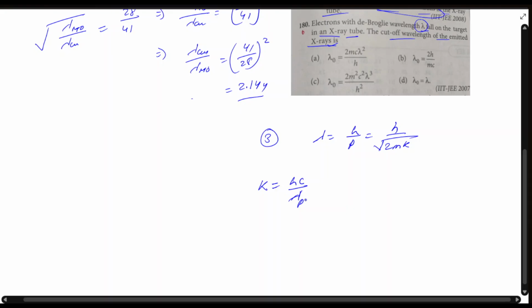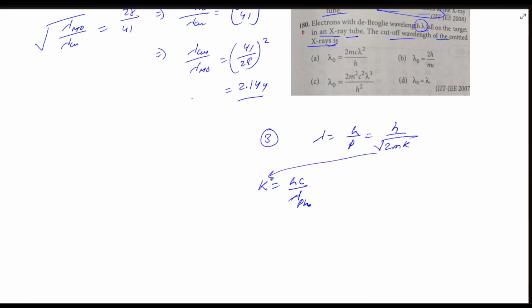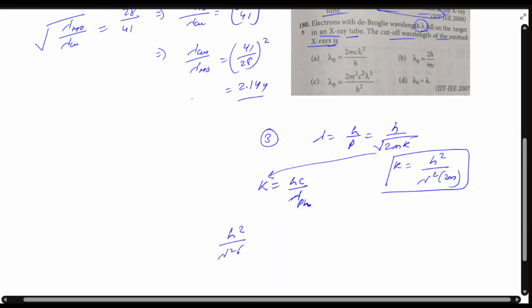So let me write it as lambda ph. From here we can put the value of K. K will come out to be h square upon lambda square into 2m. Let's put it here: h square upon lambda square into 2m equals hc upon lambda ph, right? Are you getting me?